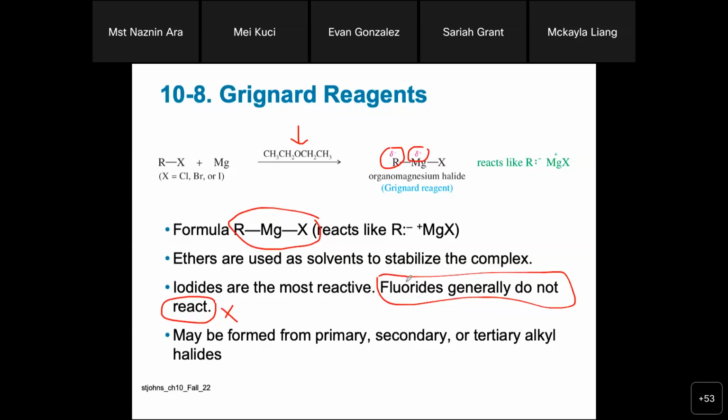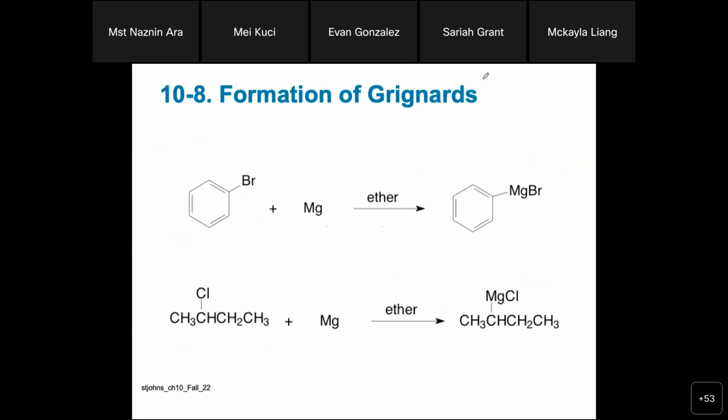Now, ether is used as a solvent to stabilize this complex, as I said. Iodides are the most reactive, with chlorine and bromine in between. But remember, fluorides generally do not work. It may be formed from primary, secondary, or tertiary alkyl halides. That means we can produce this Grignard reagent from primary, secondary, or tertiary. And nowadays, we can commercially buy this Grignard reagent. So this is the formation of Grignard.